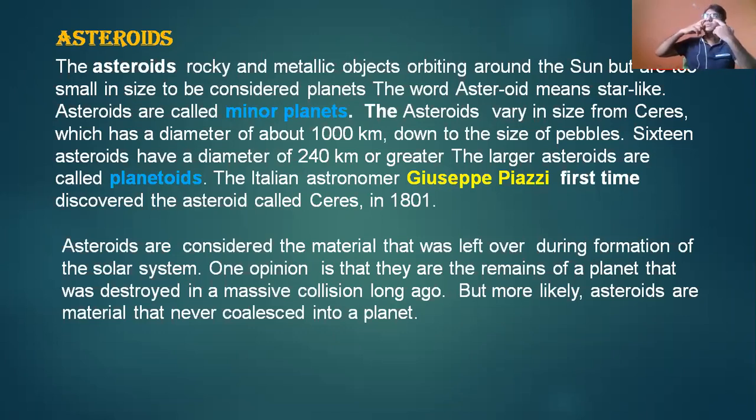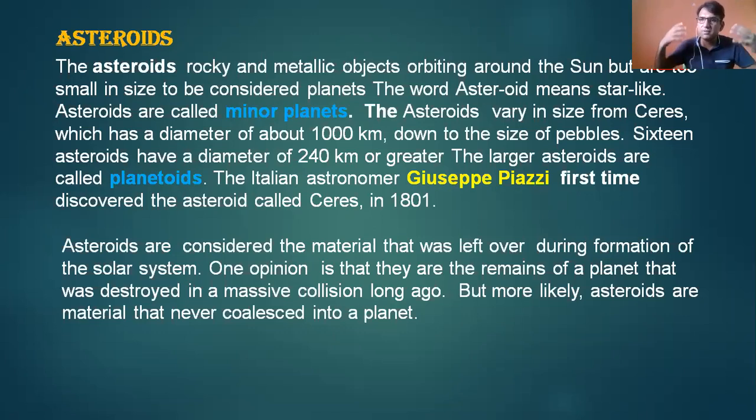If you might have seen rocks or pebble rocks. Some asteroids are considered big asteroids, which have a good size, while others have a size similar to pebbles. Sixteen asteroids have a diameter greater than 240 kilometers. The larger asteroids are called planetoids. Actually, asteroids are leftovers from the evolution of the solar system.